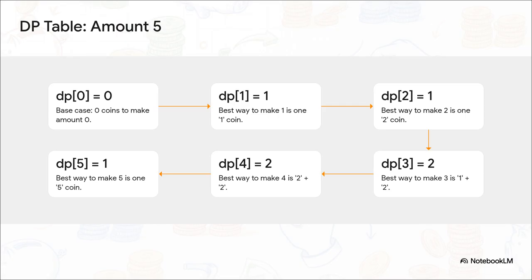That's our base case. To make 1, it takes 1 1 coin. To make 2, it's just 1 2 coin, which is better than 2 1s. To make 3, we look back. We can add a 1 coin to our solution for 2, giving us 2 coins total. See how that works? We just keep building, and by the time we get to 5, we know that the absolute best way is to just use that single 5 coin. No guesswork. We've proven it mathematically from the ground up.